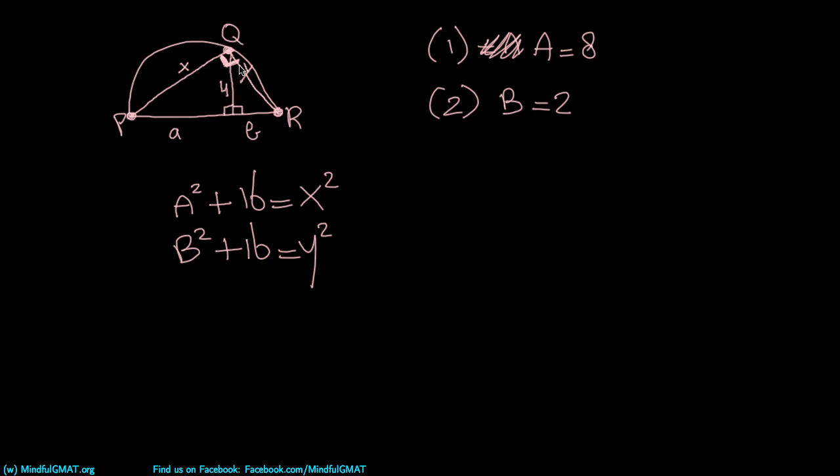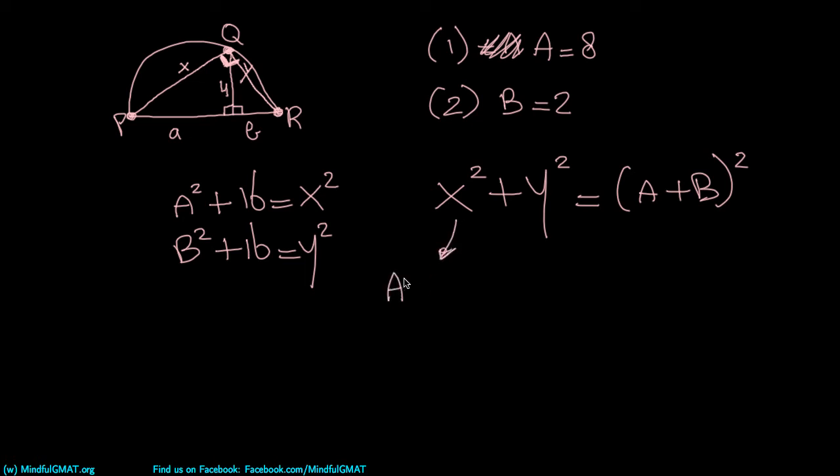So if we take the big triangle, then we get x squared plus y squared equals (a plus b) squared. Now, we can just fill in for x a squared plus 16, and we can fill in for y b squared plus 16.